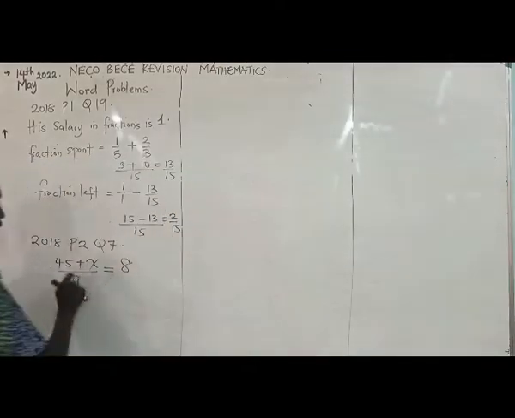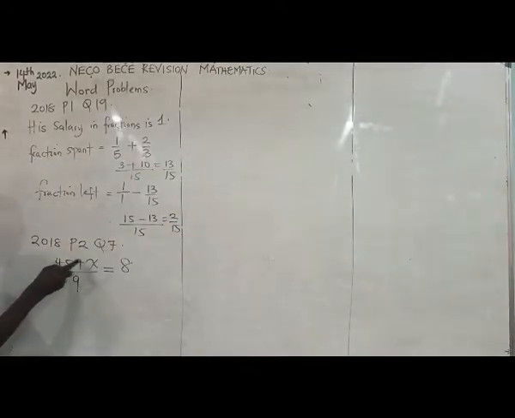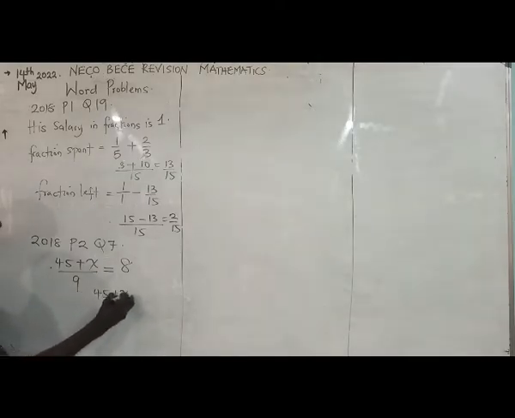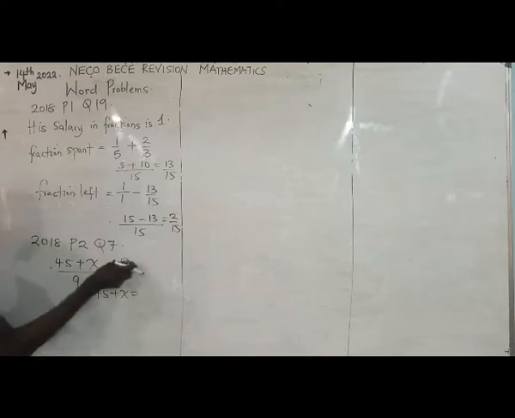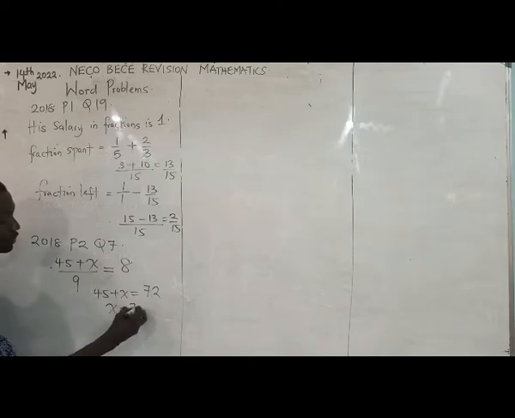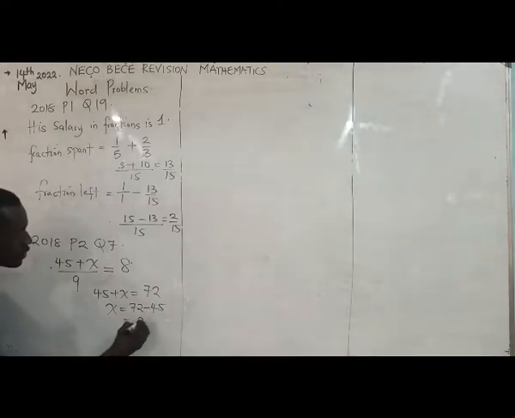So this is what they want you to do. 45 plus x over 9 equals 8. So from here, you're going to have that 45 plus x will be equal to 9 times 8, and that will be 72. So x will be equal to 72 minus 45. And if you do that correctly, your answer should be 27. So that settles that problem. So that's for paper 2, question number 7.